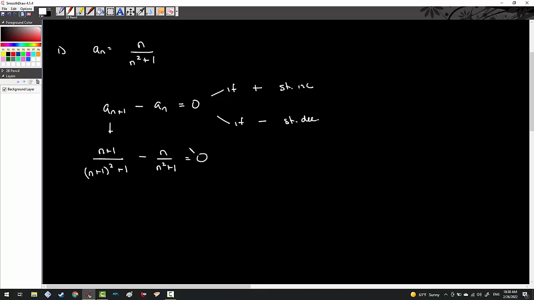So what I'm going to do now is I'm going to go ahead and find a common denominator. And the common denominator really is going to be these two guys being multiplied together. So what I have to do is I have to multiply this top guy by an n squared plus 1. And this guy is going to get multiplied by an n plus 1 squared plus 1. And after a bunch of mumbo jumbo, what I'm going to get is n cubed plus n squared plus n plus 1 minus n times the quantity n plus 1 squared plus 1.